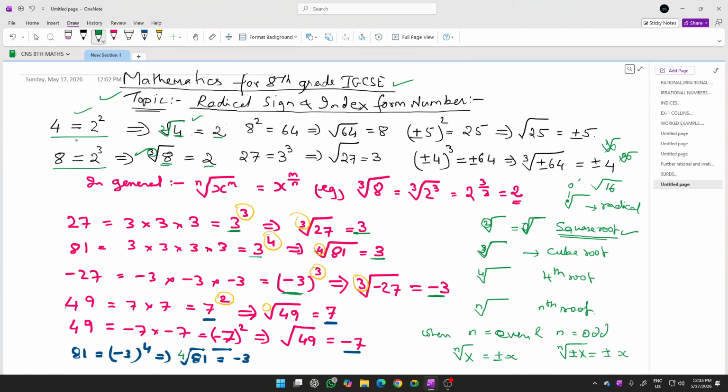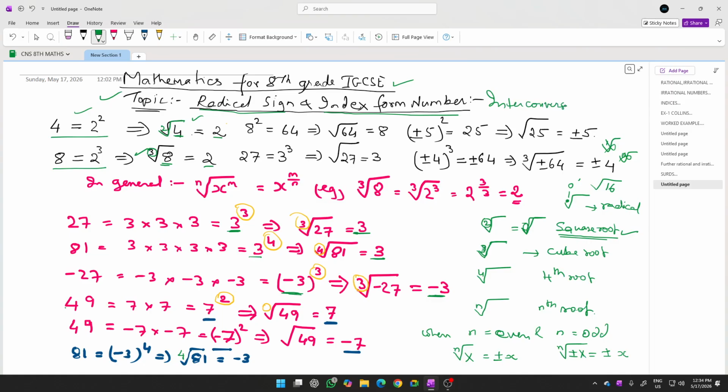Now you will have to learn to connect the numbers in radical sign and index form. In other words, you will have to learn to convert a number in radical form into index form, or convert a number from index form to radical form. If you know this conversion, then you will be learning a very good concept. Today's purpose is just to make you understand this particular concept. So the topic is radical sign and index form numbers and interconversion.